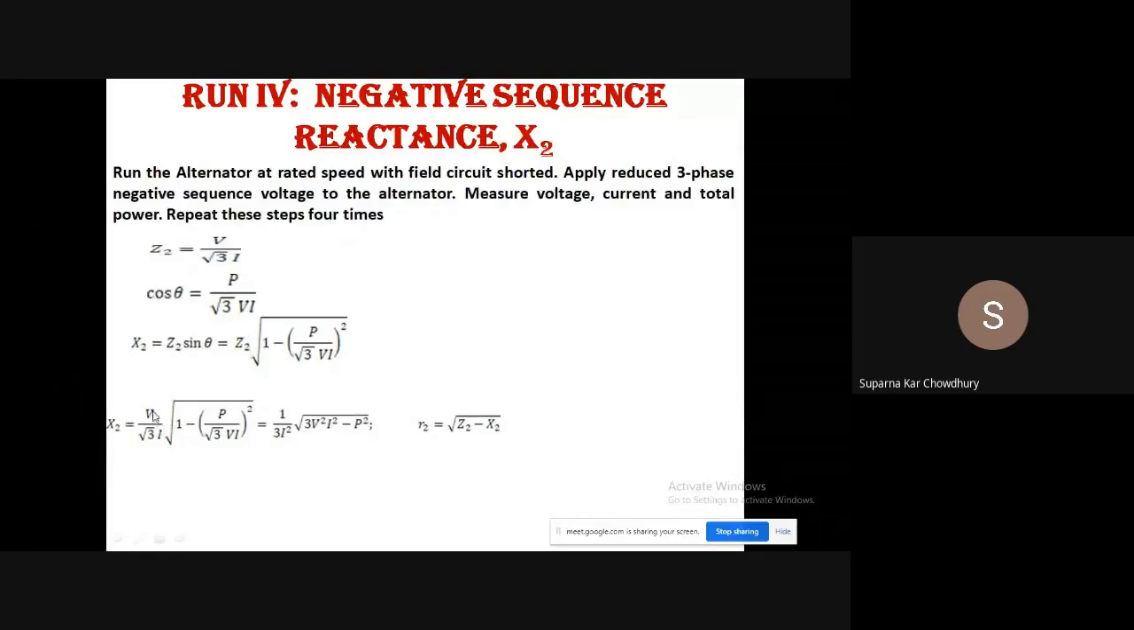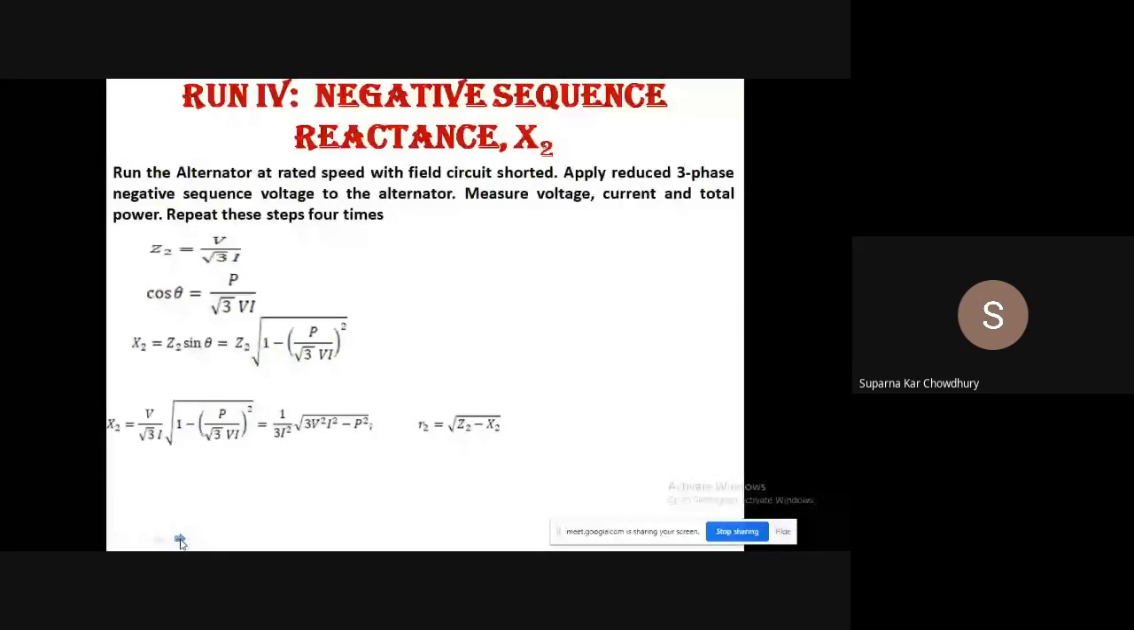Putting this value, X2 is V by root 3 I times the square root of 1 minus (P by root 3 VI) squared. So this will be 1 by 3I times the square root of 3V squared I squared minus P squared. And R2 can be taken as the square root of, there's a mistake, it should be square, Z2 squared minus X2 squared. So these are the negative sequence reactance.